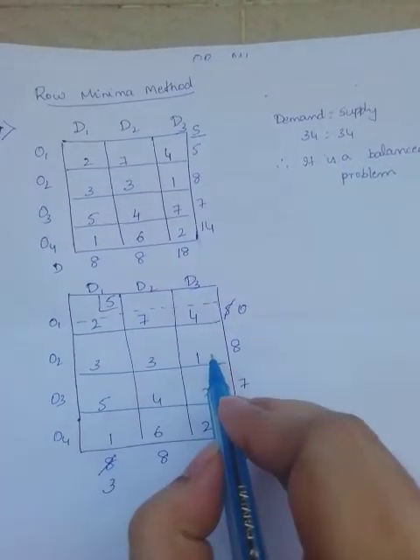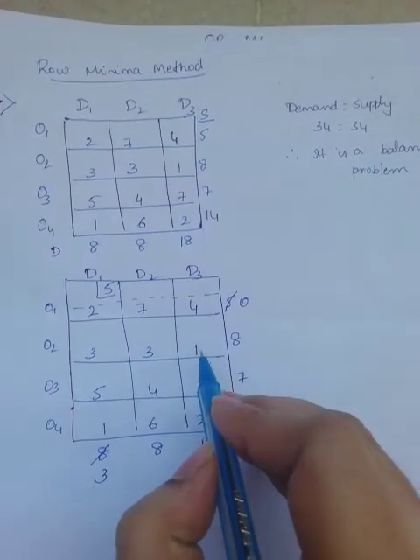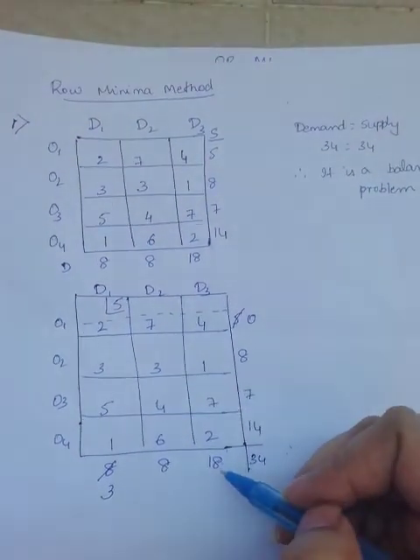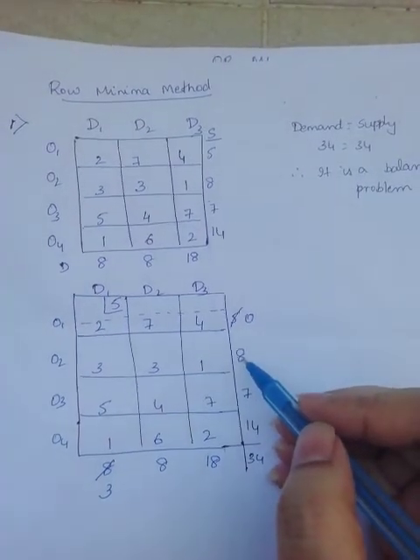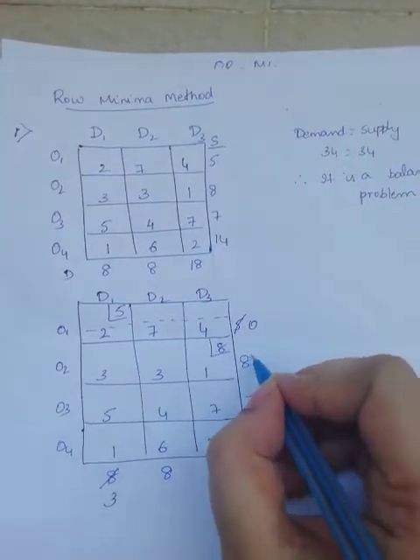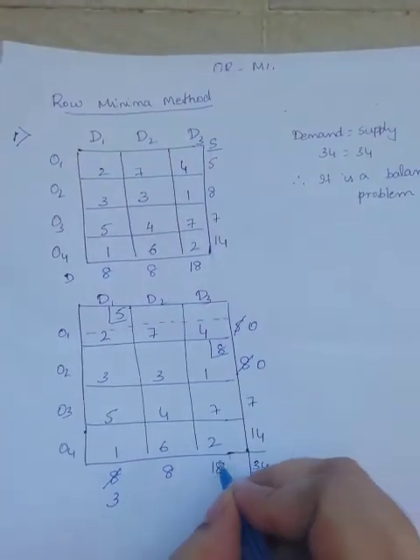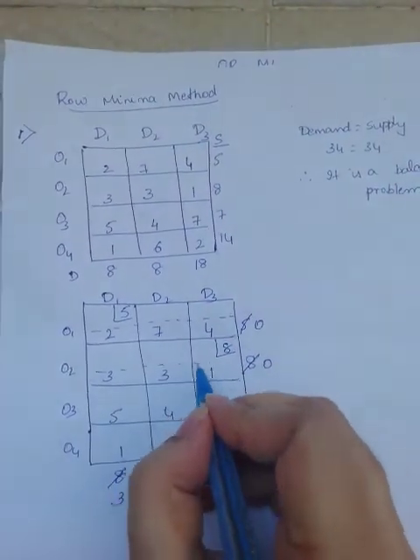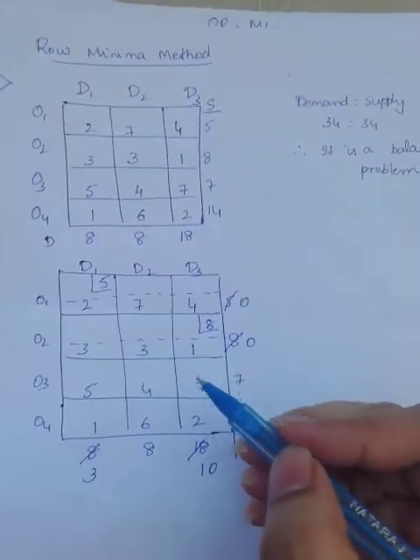In this next row, the least cost is 1. So we are going to allocate for 1. 18 is the demand and 8 is the supply. So minimum is 8, so we'll be able to allocate 8. So it becomes 0 and this becomes 10. So now we are going to eliminate the second row. Now we will move to the third row.